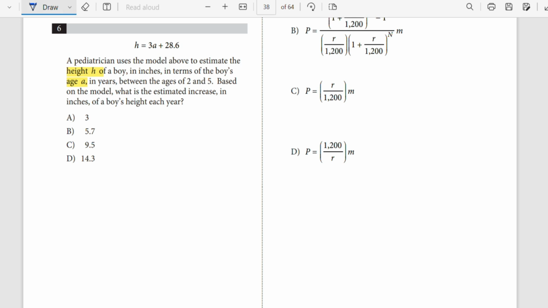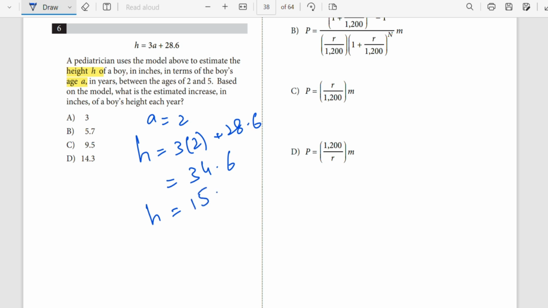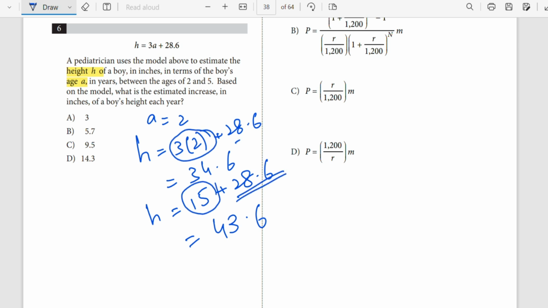Simply, you can calculate: when A is equal to 2, H is equal to 3 times 2 plus 28.6. So you can easily write 34.6. And here, A is 5: 15 plus 28.6, that is equal to 43.6. Keep it in your mind that only this value has changed. This value remains constant and will not change.